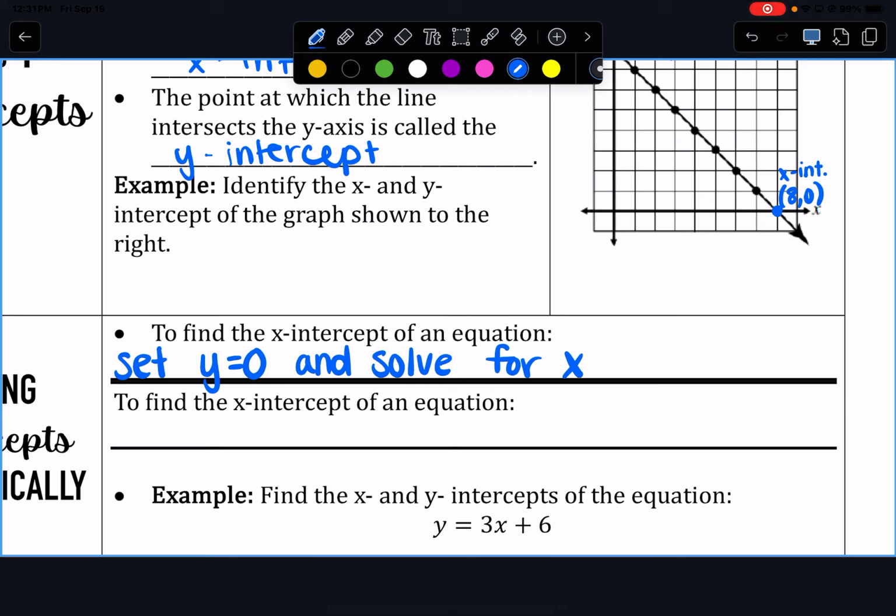Now, the next one does have a typo. That is supposed to say Y-intercept right there. So you can either put it there or scribble the whole thing out and just put Y-intercept at the side.